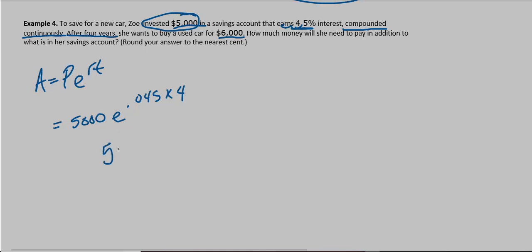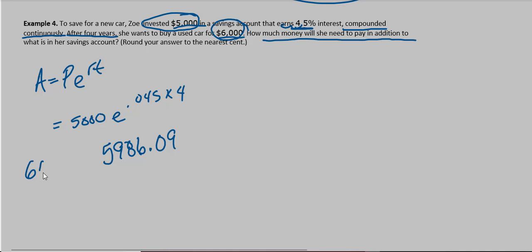So she has $5,986.09. But she needs $6,000 for this used car. So how much more money, it asks, how much money will she need to pay in addition to what she has in her savings account?